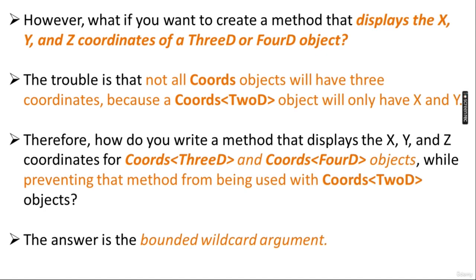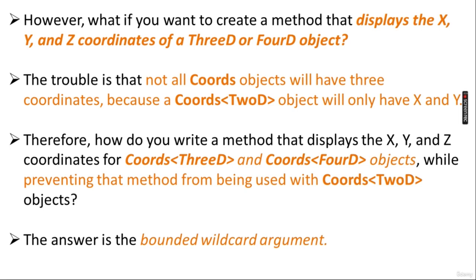However, what if you want to create a method that displays the x, y, and z coordinates of ThreeD or FourD objects? Not all coordinate objects will have three dimensions, because a TwoD coordinate object will only have x and y coordinates. Therefore, how do you write a method that displays x, y, z for Coordinates ThreeD and Coordinates FourD objects, while preventing that method from being used with Coordinates TwoD objects? So how will we write it so that the method we are creating should not be used with Coordinates TwoD? It will be used only with either a ThreeD object or a FourD object.